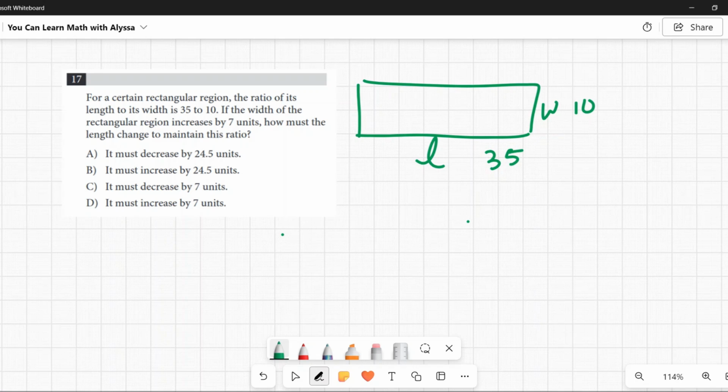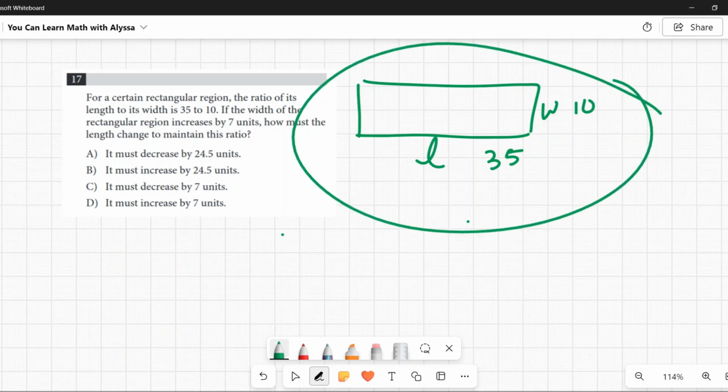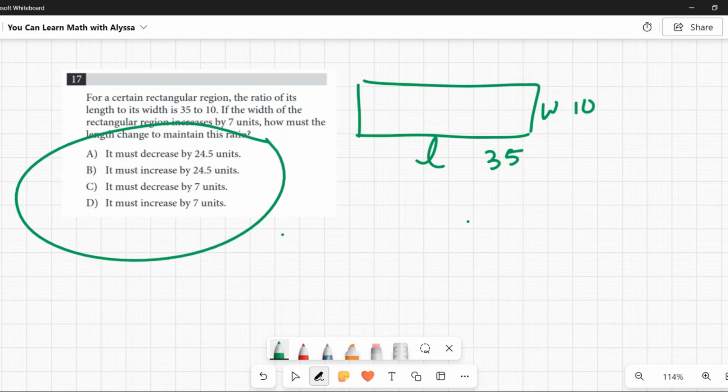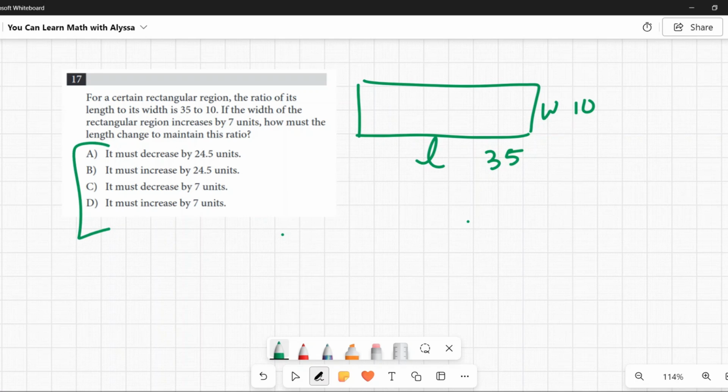So if the width of the rectangular region increases by 7 units, how must the length change to maintain this ratio? There's a couple different ways you can look at it. I'm going to show you the mathematical ways that will work for every single problem. And then we're going to look at ways you could solve this particular problem just by looking at the answers. I don't want to start with that because there's no guarantee if you get a similar problem on the SAT that they're going to be as nice as they are with the answers here. Honestly, I think you can get this right without doing any math. But let's show you the math because you need to know the math.